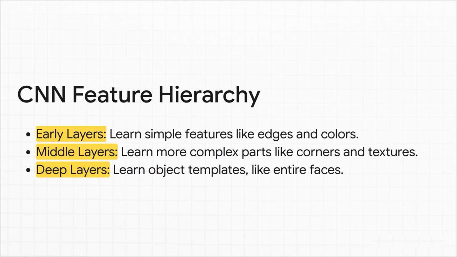Now, this is the key idea for your classroom. A CNN learns in layers, kind of like a person does. The first, early layers, learn to spot really simple things, like basic edges and blobs of color. Then, the middle layers combine those to see more complex stuff, like corners and textures. And finally, the deep layers put all those pieces together to recognize a whole object, like an eye, a nose, or a complete face. It builds understanding from the ground up.